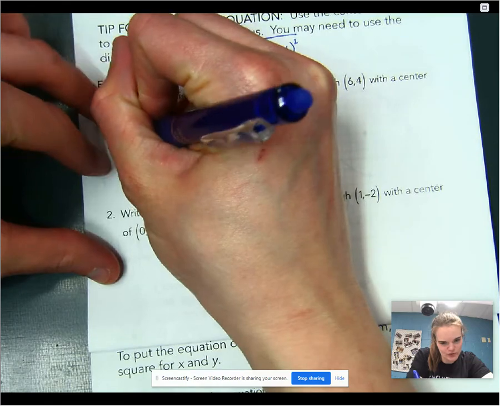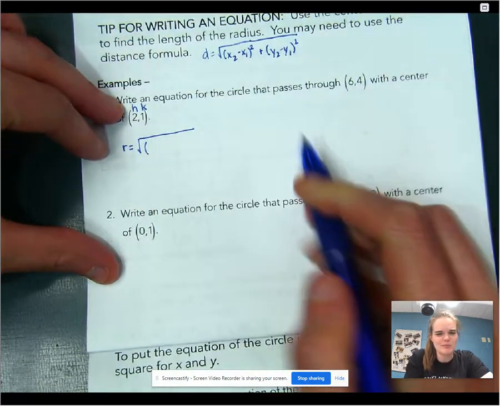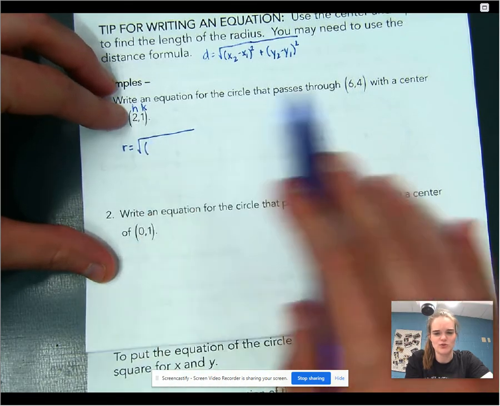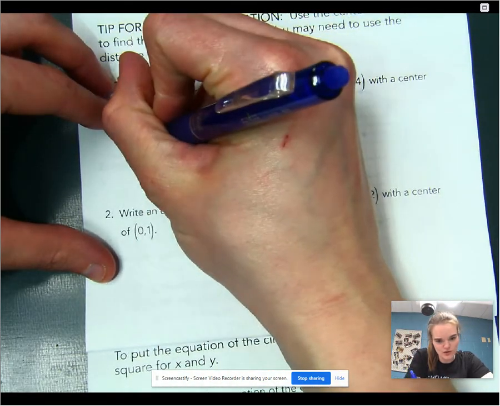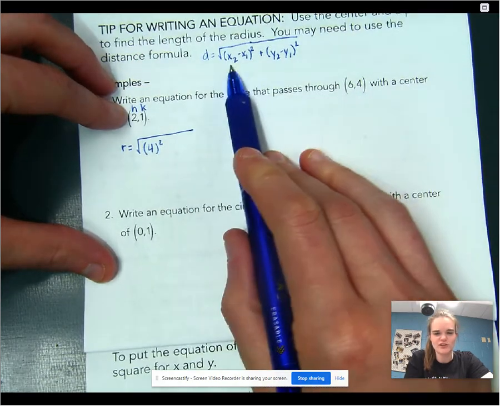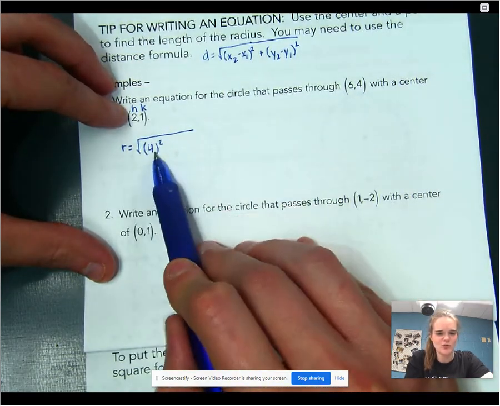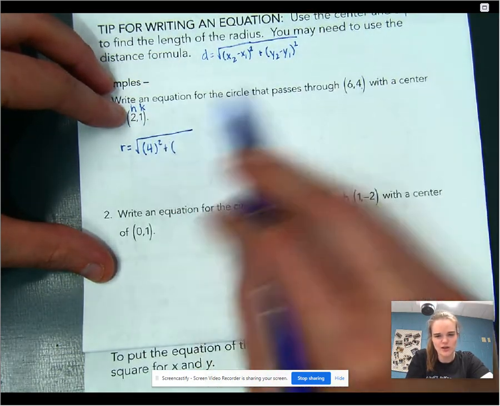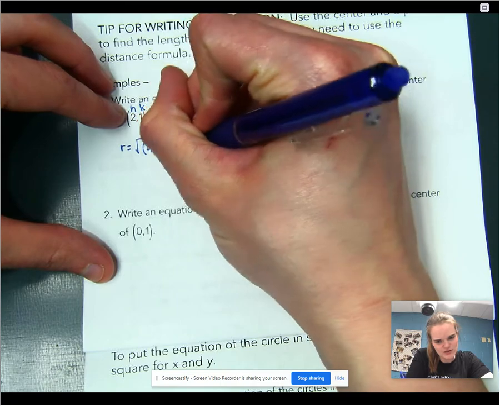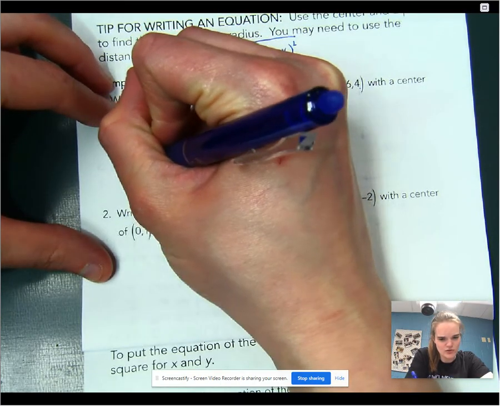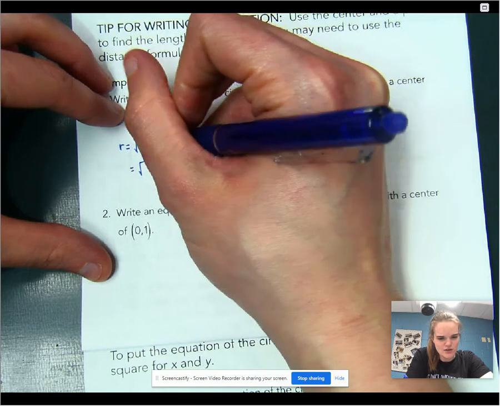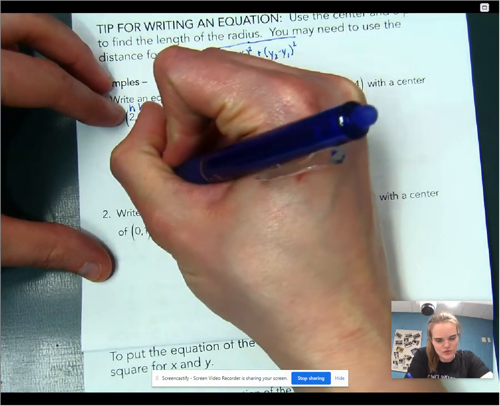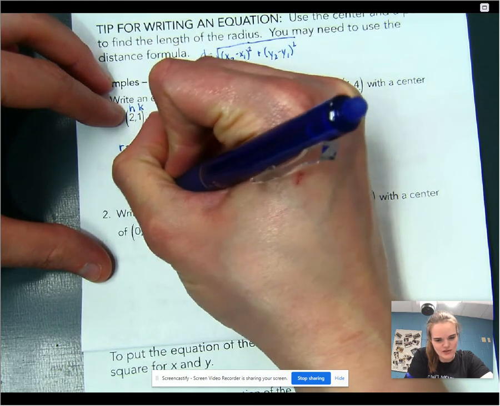So the radius is equal to the square root of, here's what I mean by the difference in x's. How does it change from, we go to the smaller number, from 2 to 6? Well, it changes by 4. Now, of course, I could use the distance formula, but that's 6 minus 2, which is 4. Plus, what's the change in the y's? 4 to 1 is 3. Okay, so square root of 16 plus 9, so the square root of 25, so the radius is 5.